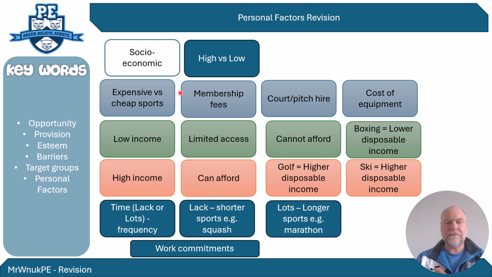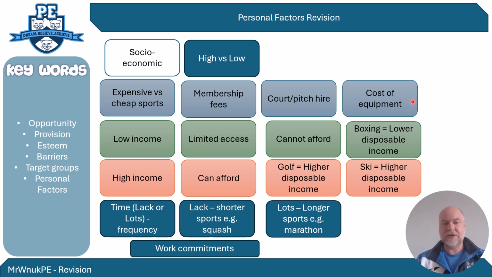If we talk about membership fees, they could come under that expense. People on low income have limited access to those sports because of the membership fees, whereas people on high income can afford those membership fees. And if you think of things like court and pitch hire or green fees, if you're talking about golf, the lower income can't afford them, whereas higher income have more disposable income and they can afford them. So golf is a great example.